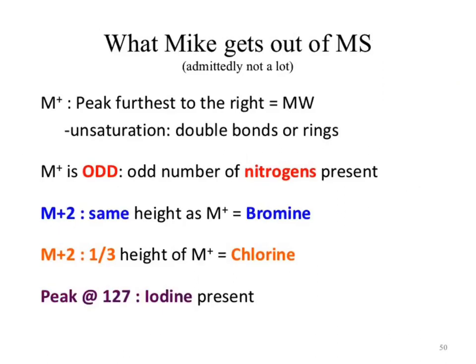So, mass spec, we get 5 primary things that I get out of it. The peak furthest to the right, and it's really the tallest peak furthest to the right. So we find the peak furthest to the right, within 3 units of that peak, the tallest peak. That is now the molecular weight. That is known as the M plus peak.